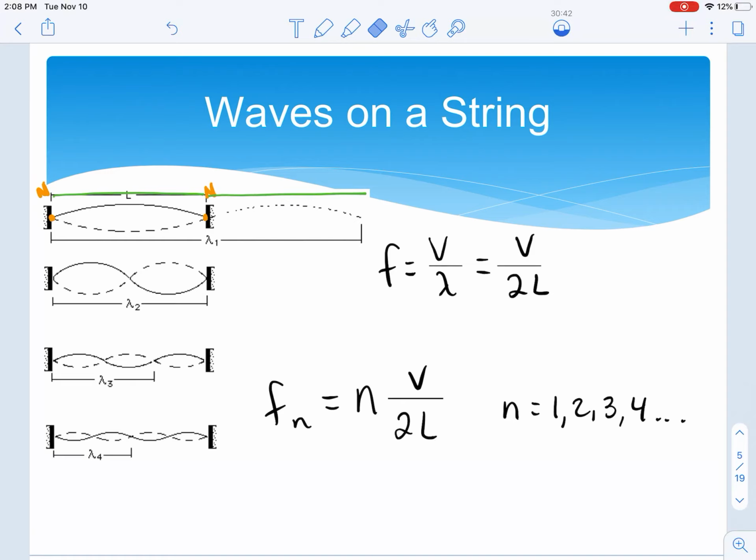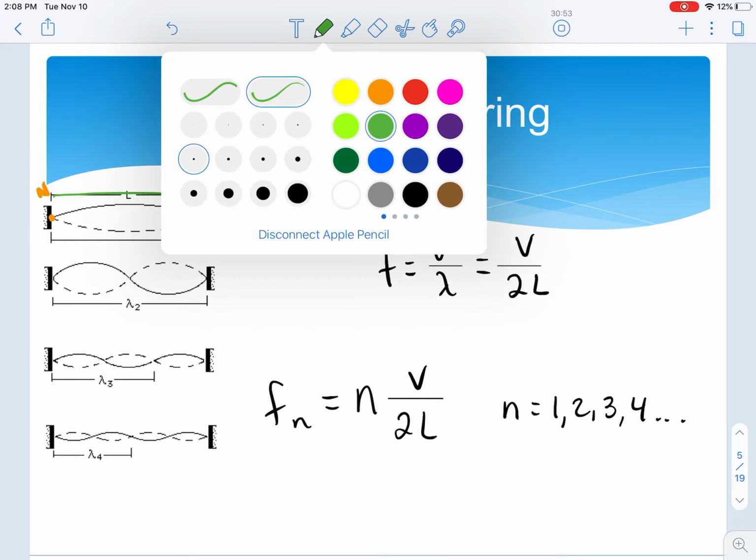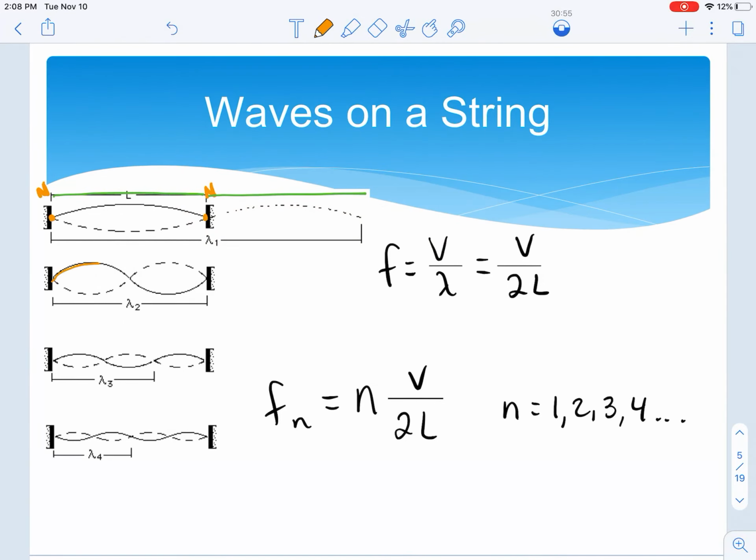And so that's why my equation says 2L in my denominator when we are trying to find the frequency of that very first harmonic. Now, as we continue to look over the illustration, we can see that at the second harmonic, we end up with 2 half waves or 1 complete wave. And so now, instead of needing 2 lengths of the string, we would need only 1 length of the string.